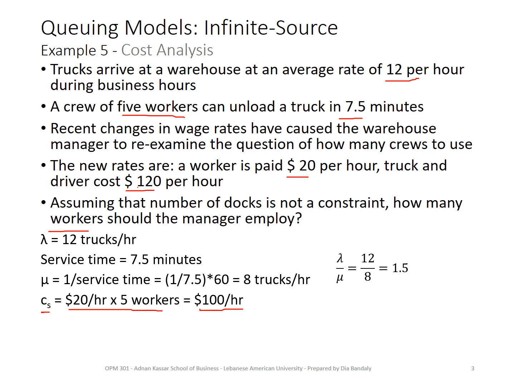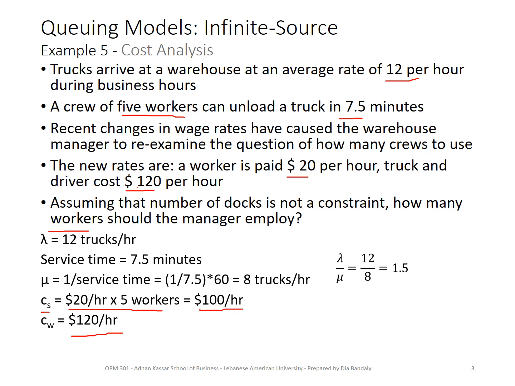Then what about the cost of waiting? Who will wait? It's the truck and the driver. And we are given that these cost $120 per hour. So that's our CW. All right, so now we have all the information that will allow us to do the procedure that we have discussed in the previous slide.